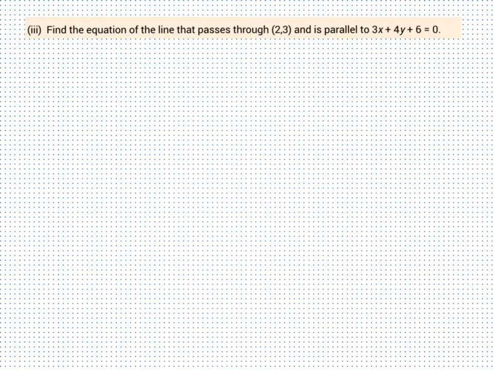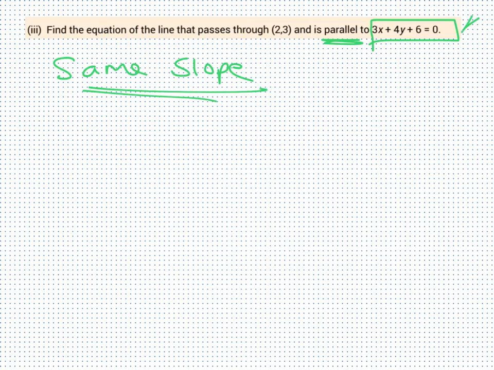Another question based along the same thing might be, find the equation of a line that passes through the point 2 and 3 and is parallel to 3x plus 4y plus 6. So again, this is the name of a line they're giving you here, and they're telling you it's parallel. So you know if it's parallel, it has the same slope. But you don't know what that slope is, but you know it's the same as this one here, 3x plus 4y plus 6 equals 0.